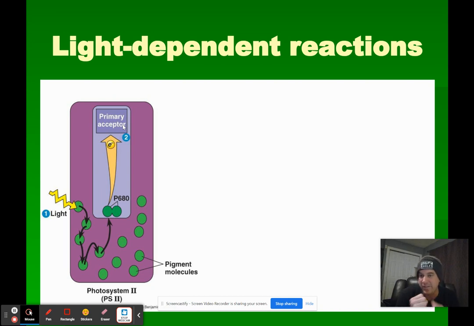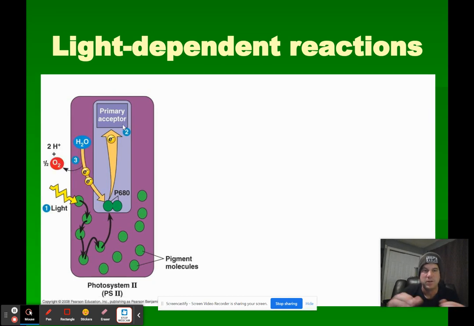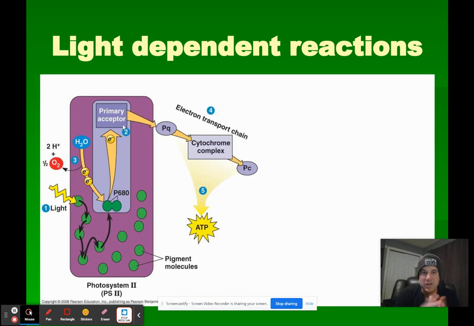Then the question becomes, all right, so now that energy has been transferred really from the light to the electrons, what's the energy in those electrons going to be used to do? Right? Well, we'll come back to that part. Those electrons are going to move down an electron transport chain. This electron transport chain has a whole lot in common with the electron transport chain that we saw in cellular respiration. And the energy of these electrons is going to be used to produce ATP in very much the same way as happened in cell respiration.